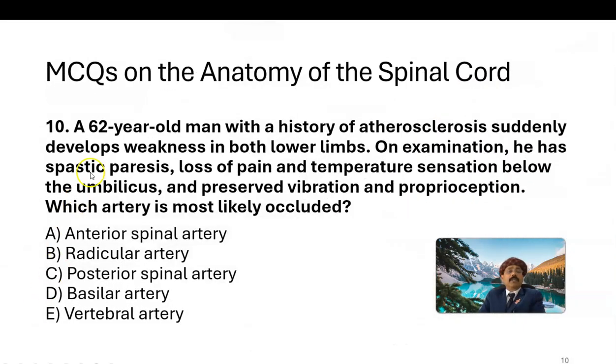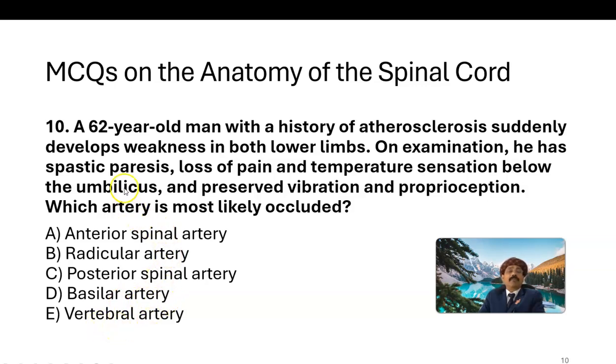Number 10. A 62-year-old man with a history of atherosclerosis suddenly develops weakness in both lower limbs. On examination, he has spastic paralysis, loss of pain and temperature sensation below the umbilicus, and preserved vibration and proprioception. Which artery is most likely occluded? A. Anterior spinal artery, B. Radicular artery, C. Posterior spinal artery, D. Basilar artery, E. Vertebral artery.